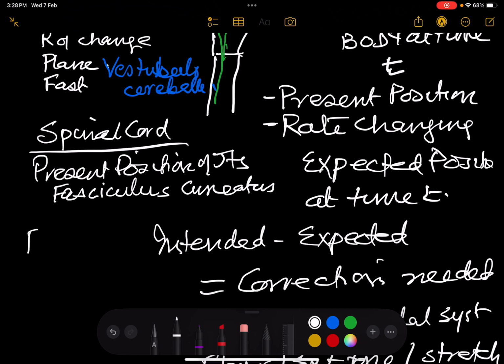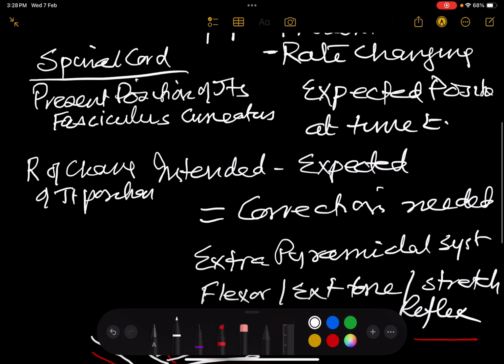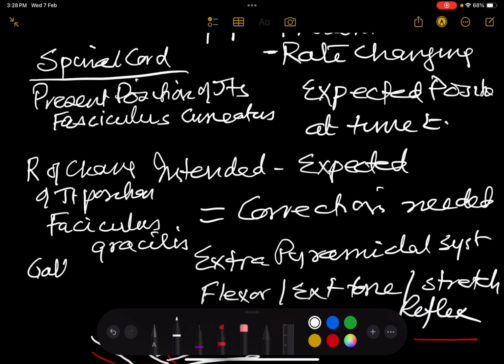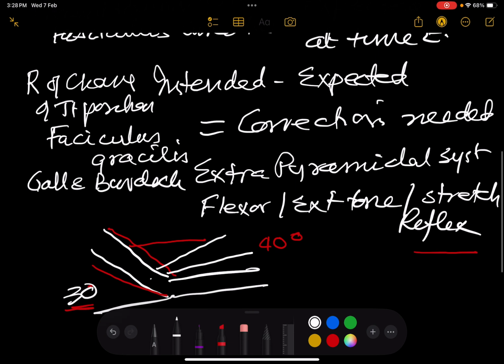Then rate of change of position, change of joint position, that is fasciculus gracilis. They are also called as posterior column, or they are also called as columns of Goll and Burdach. Then basically muscle tone, that is carried by spinocerebellar tracts.